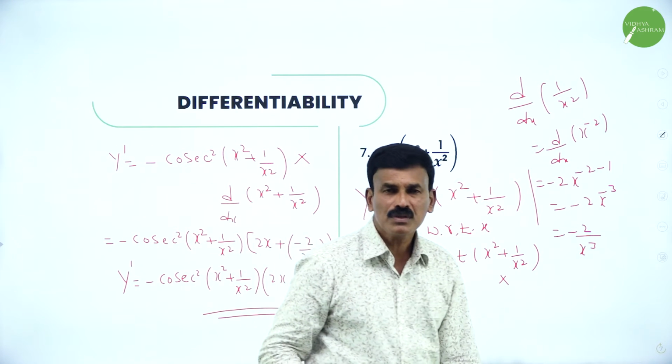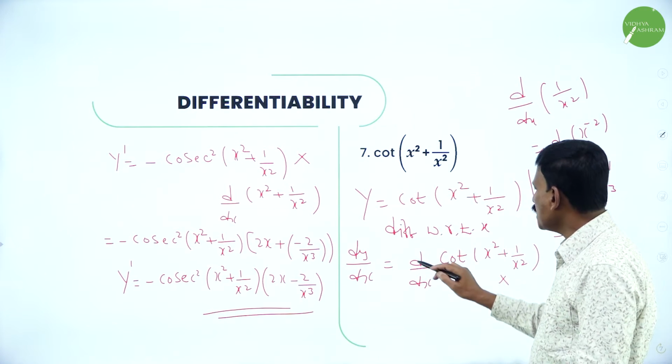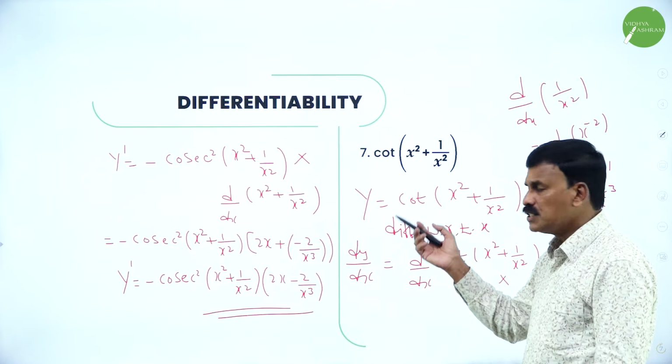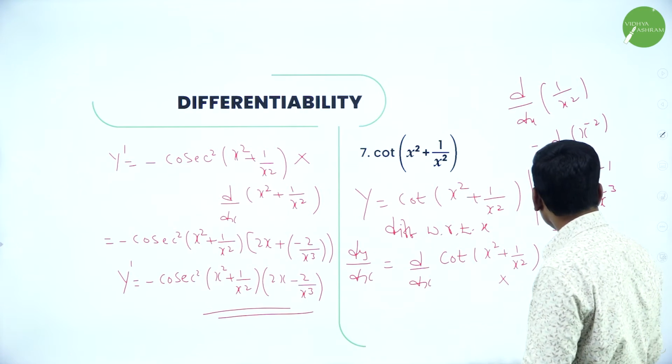Very important problem and very easiest problem. Just consider this as cot x. Differentiation of cot x is minus cosecant square x into d by dx of inside function: x square is 2x and 1 by x square is minus 2 by x cube.